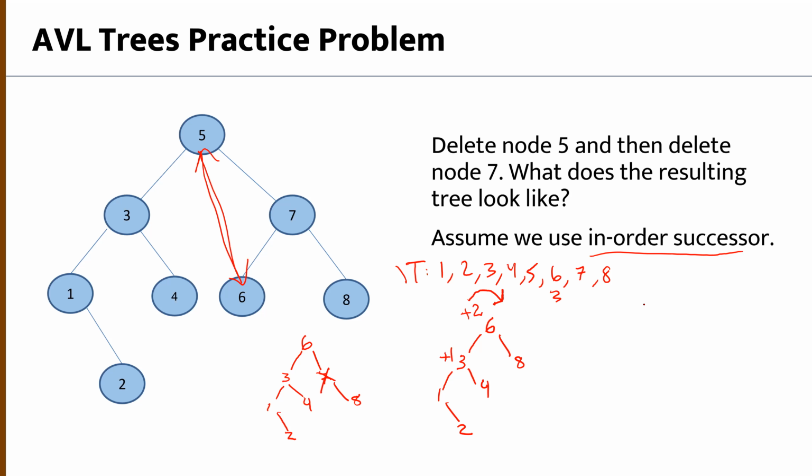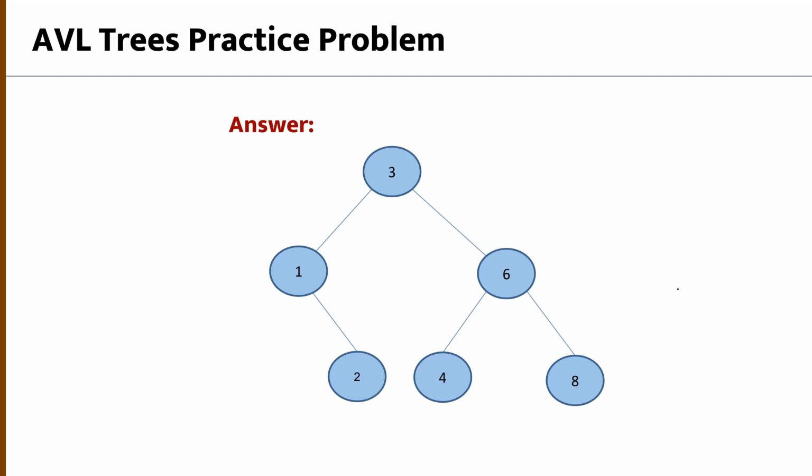And what will happen is 3 will become the new root. We get 1, 2, and 6 becomes 3's new child. And 3's old child will simply become the root's child. So this is what our resulting tree looks like. So 3, 1, 6, 2, 4, 8. Does anyone have any questions about this problem?